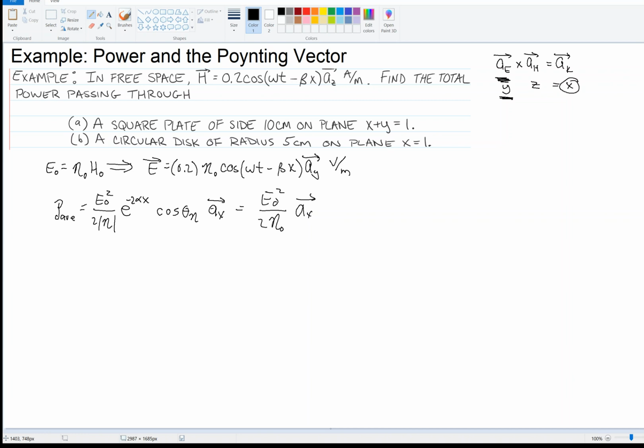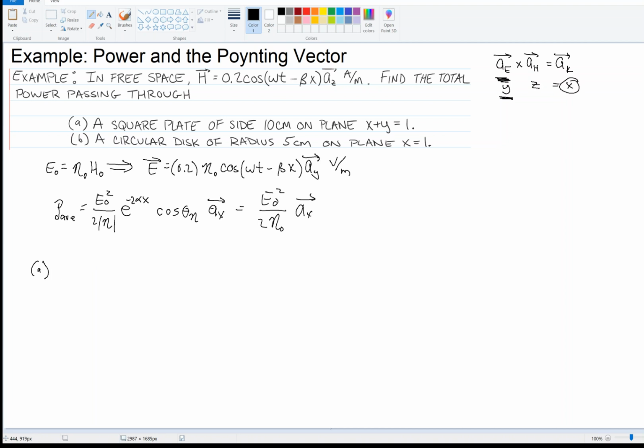So what does that mean then for the total power? So now we will look at part A. So this script P is per unit area. So now this vector is traveling through this square plate, and this square plate has a certain area, so now we need to do some sort of integration over this plate. And so we have now P average, not script. Okay, actually let's back up.